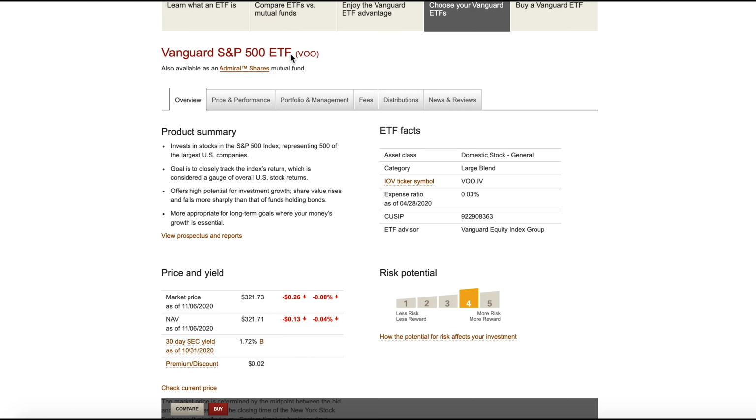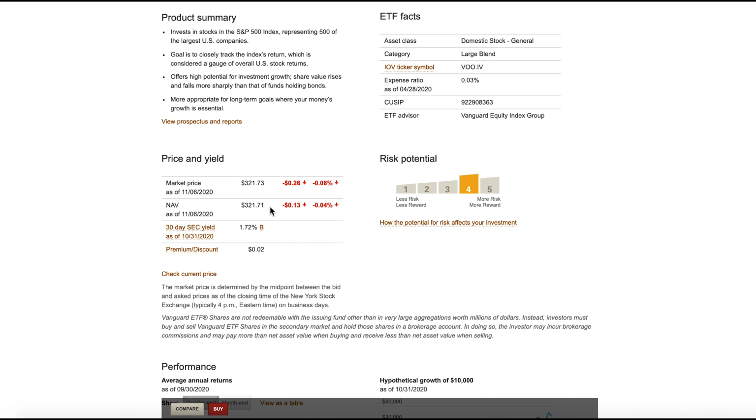So other information that we are going to see here is, of course, the price, but they're also going to give you this rating of this risk reward potential.